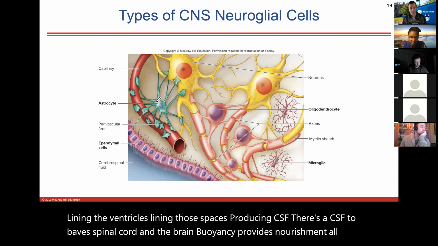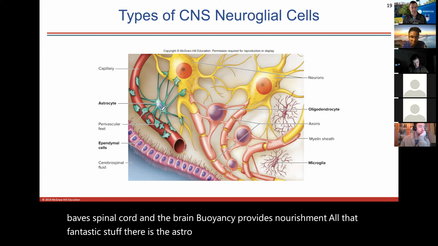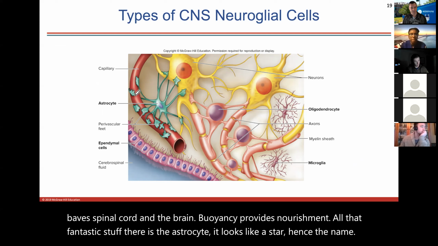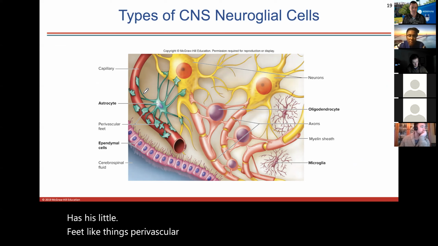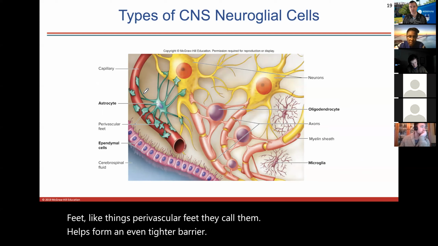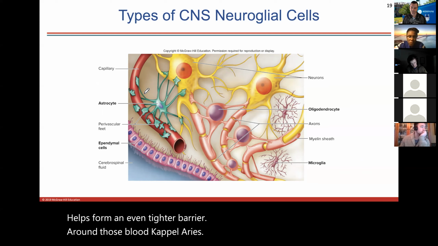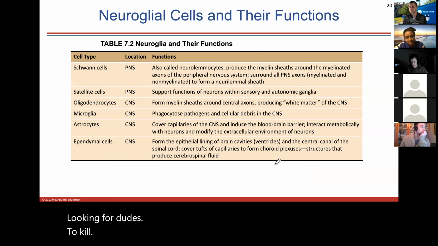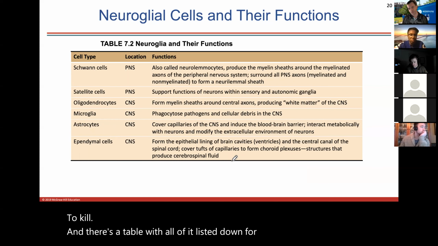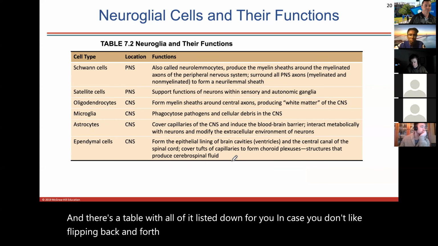There's the astrocyte. Okay, looks like a star, hence the name. Has these little feet-like things, perivascular feet, they call them. Helps form an even tighter barrier around those blood capillaries. Here's your microglia, looking for dudes to kill. And there's a table with all of it listed down for you in case you don't like flipping back and forth between slides.